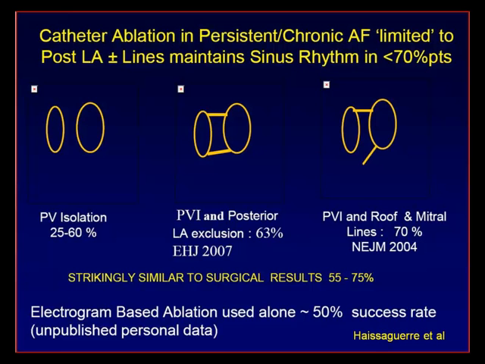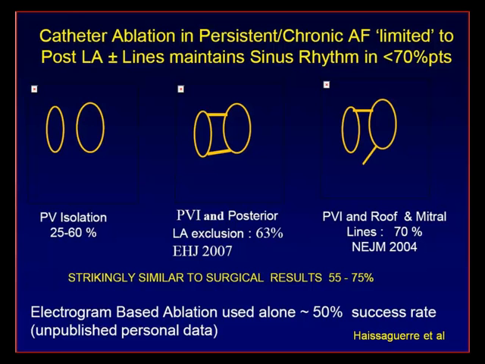Each of these circles is composed of points. Each of those points is a single RF application of 20 to 30 seconds, and it's got to be stable, and it's got to be on the spot, and some spots are ridges and mountains and valleys, and the catheter wants to fall off.